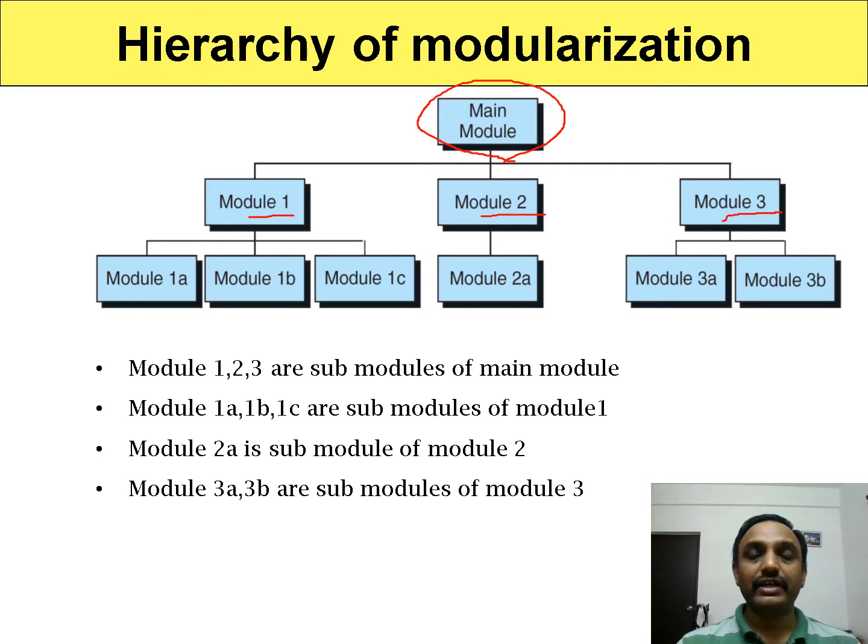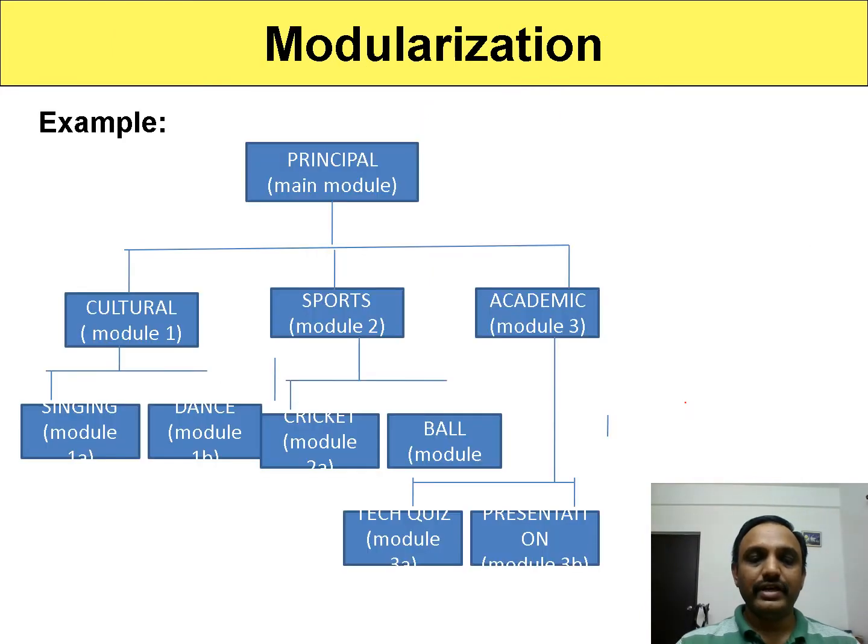Here we are following top-down design. That means first we concentrate on the main module, later on the sub-modules. While dividing into sub-modules, we have to remember one main thing: each sub-module has to perform a specific task. Like that, we divide the program into different sub-modules.